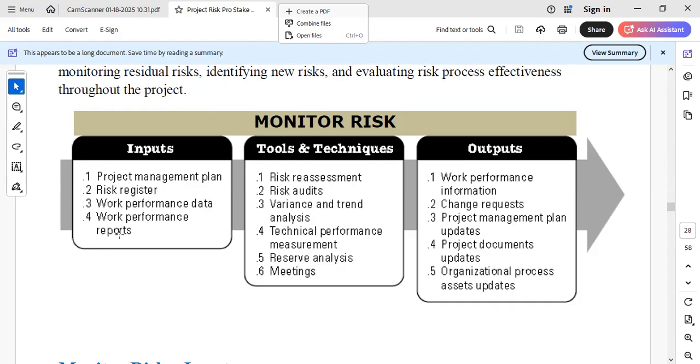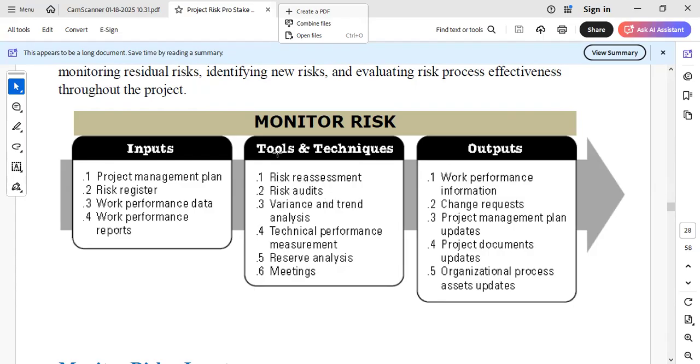We have the work performance reports, and the work performance reports get used by the tools and techniques. And on the output, we have the work performance information. A report is raised by the foreman and members of his team to the project manager. The project manager sits with his team to analyze that back and forth and comes up with work performance information that will speculate the health of the project or the health of the risk response strategy.